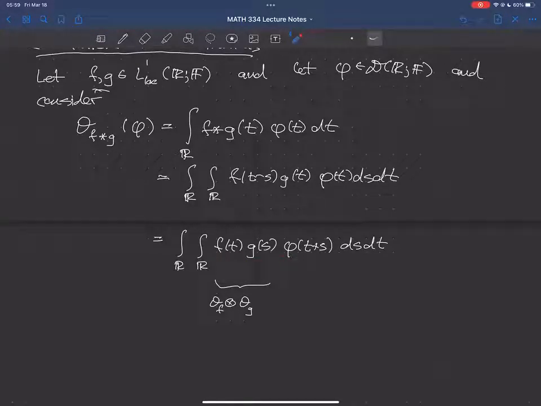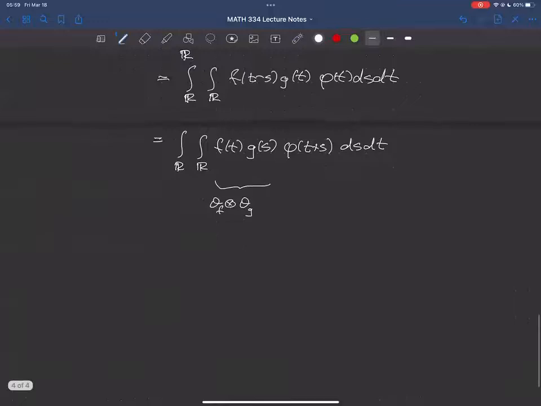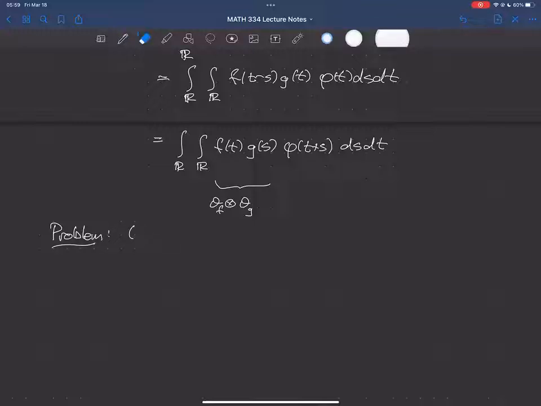Now, what's this thing? Phi is a test signal, but the problem here, and this is the problem with taking convolution of distributions, is that this function, as a function of two variables, does not have compact support generally.